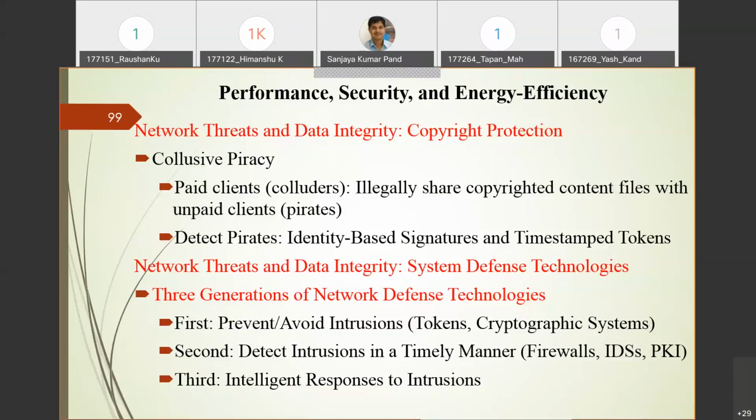In order to detect such cases, many security policies are enforced by various software vendors so that they can detect the pirates, or they will simply display a message that this antivirus or this particular software is already used by a particular person, and as the limit is one, you are not eligible; you purchase this system. That is where identity-based signatures or timestamp tokens can be used.